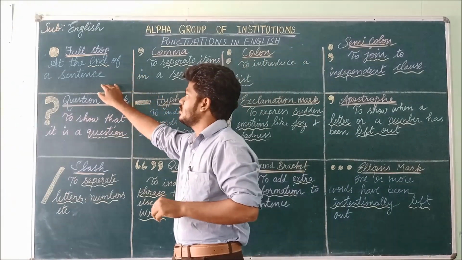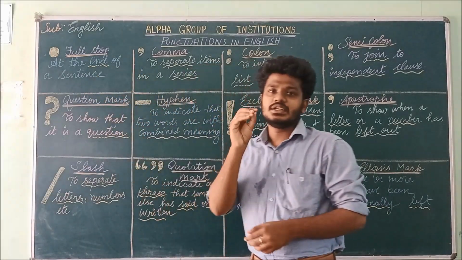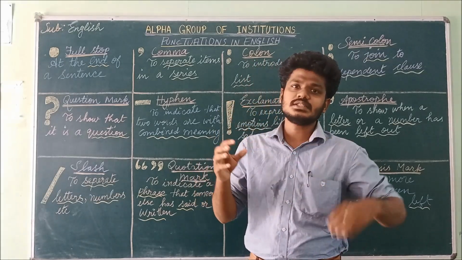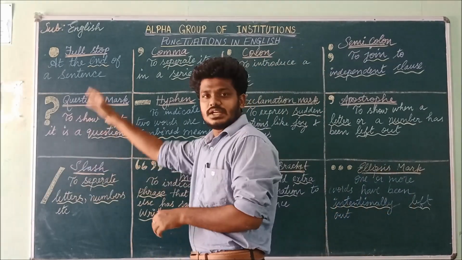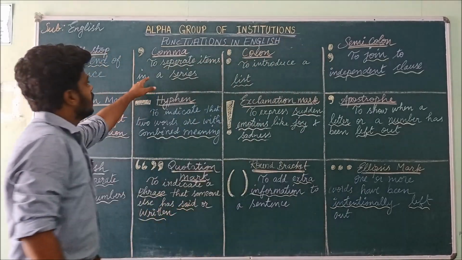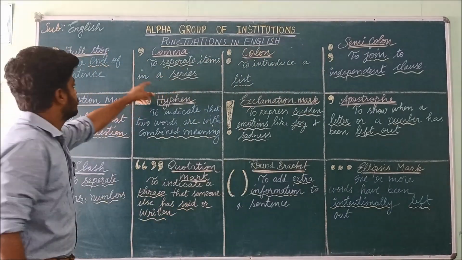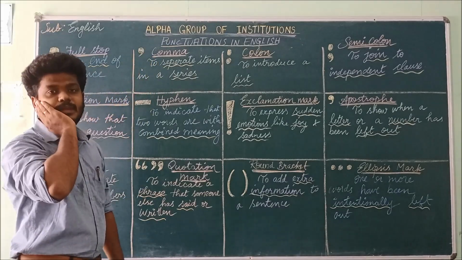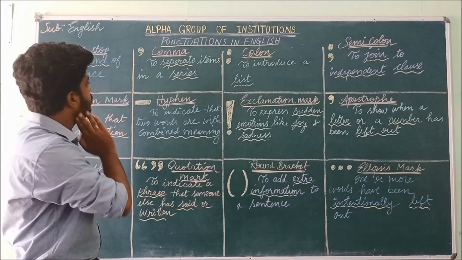So wherever we use a full stop or a period, it denotes what? The whole idea is complete or the sentence is over. Clear? So that is the usage of full stop. And next we are coming to the comma. Do you know comma? So this is the comma. And what is the purpose of using comma? Anybody knows? Yes, I will tell you.